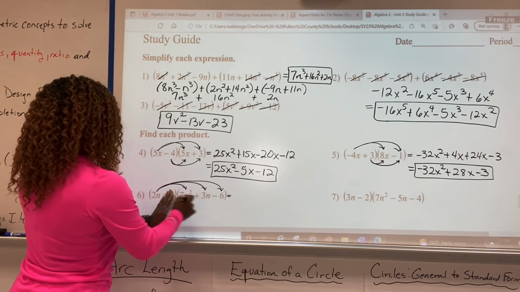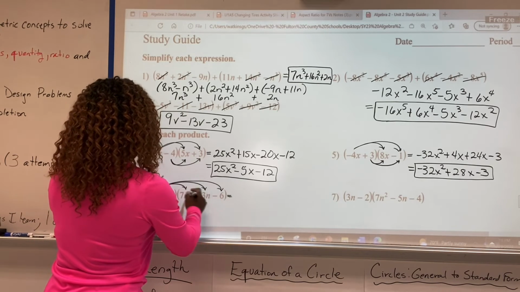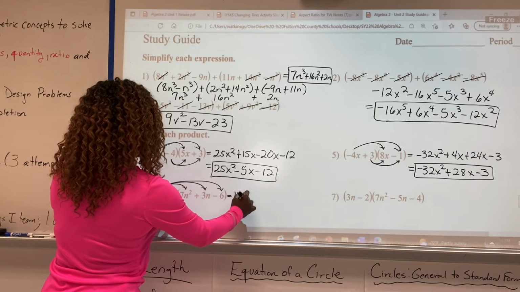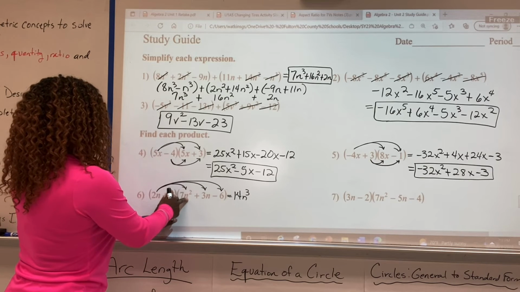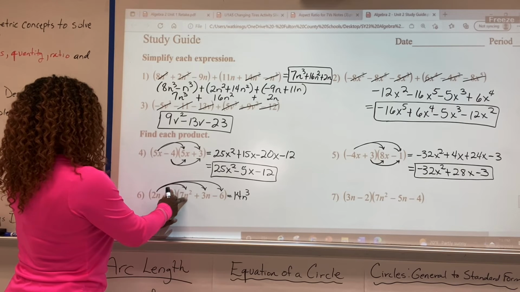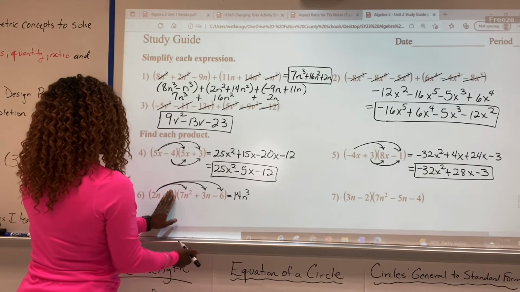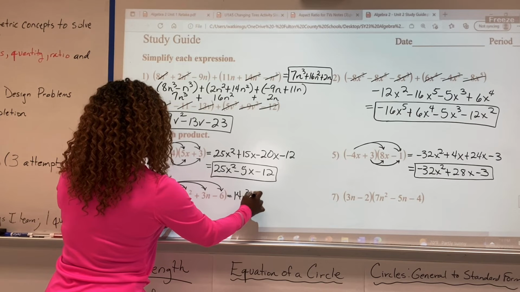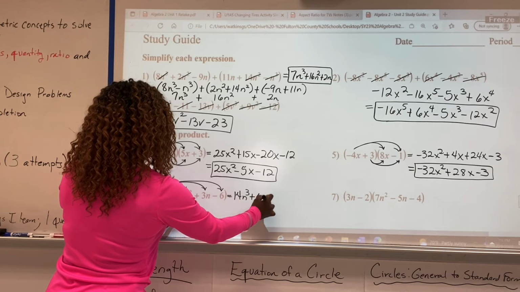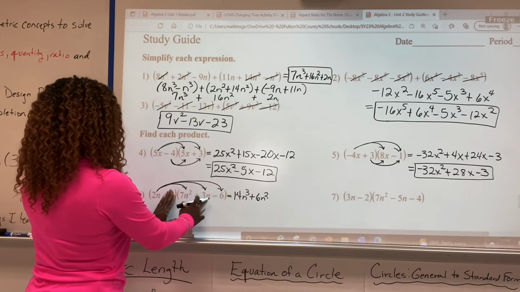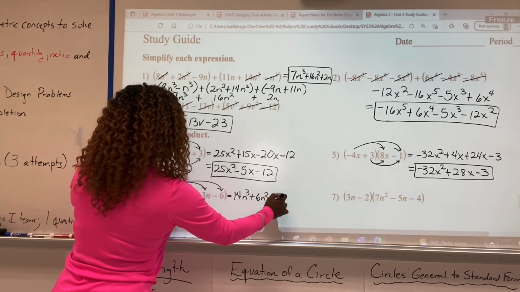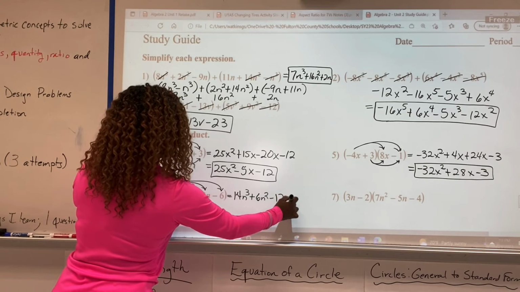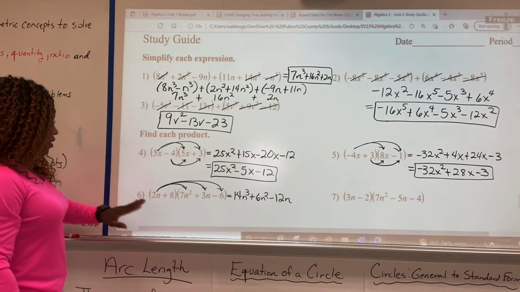Let's do it. 2n times 7n squared, that's 14n to the third, because I've got an n times an n times an n. That's one of them, that's 2 of them. So that gives me n to the third. 2n times 3n, that's going to be 6n squared, because I've got an n times an n here. And then 2n times negative 6 is negative 12n. So that's only the 2n.